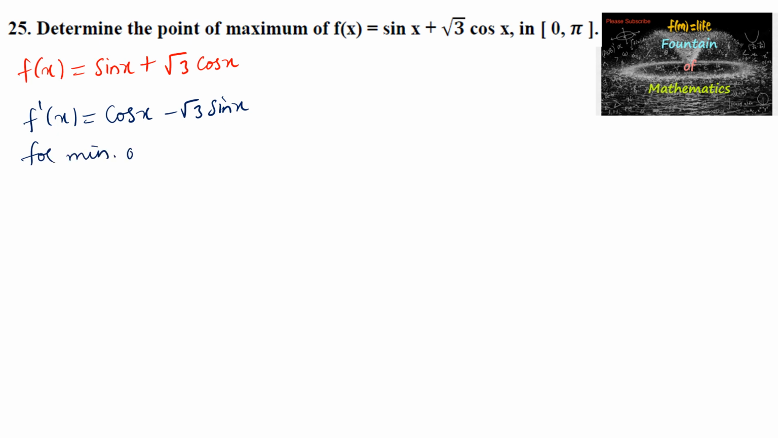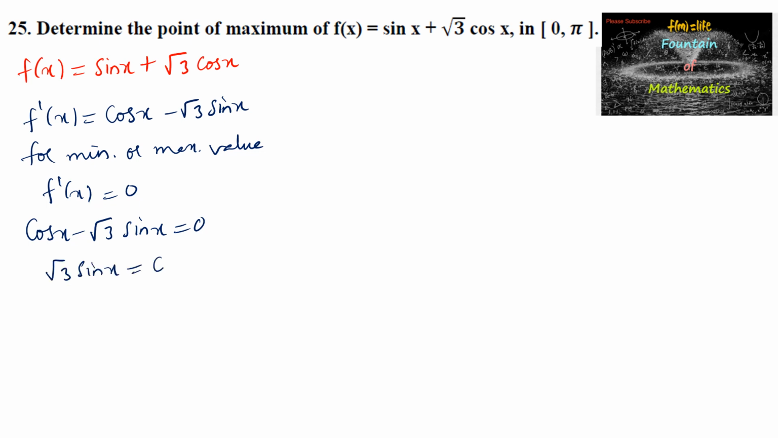For minimum or maximum value, f dash of x is equal to 0. So we can write cos x minus root 3 sin x is equal to 0, or root 3 sin x is equal to cos x, or tan x is equal to 1 by root 3. In the interval 0 to pi, we can give the value as x is equal to pi by 6, because tan pi by 6 value is 1 by root 3.